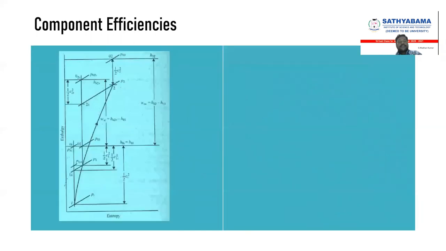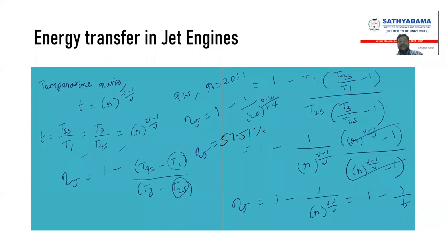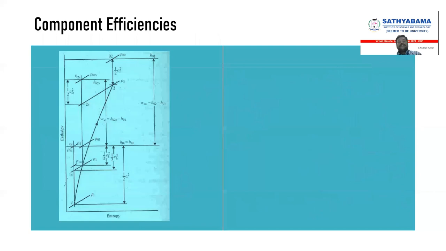And now we are moving to component efficiencies. Component efficiencies are nothing but the efficiencies of different jet engine components. We discussed the overall air standard efficiency only in terms of pressure ratio or temperature ratio. But component efficiency helps bring out the heat transfer rate. That is, it correlates the heat relations of different components with respect to the actual case and the ideal case. So what is the actual case and what is the ideal case?